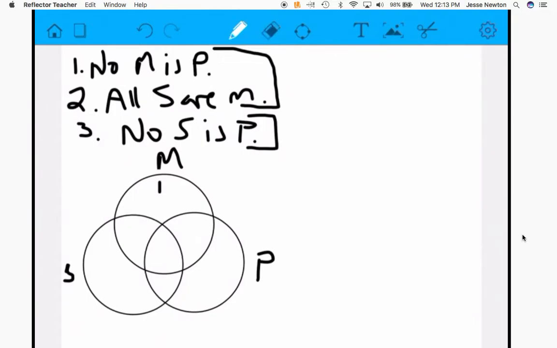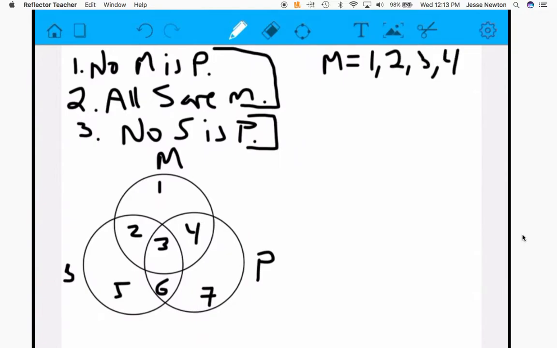All right, I'm not going to do it for all of them. Then we have 2, 3, 4, 5, 6, and 7. Now, we've used the numbers a lot in the past, and I do find that the numbers are very, very useful. But I want you to think about this. What region is M equal to? What regions are contained in that? Well, it's 1, 2, 3, 4. That's the regions of M.